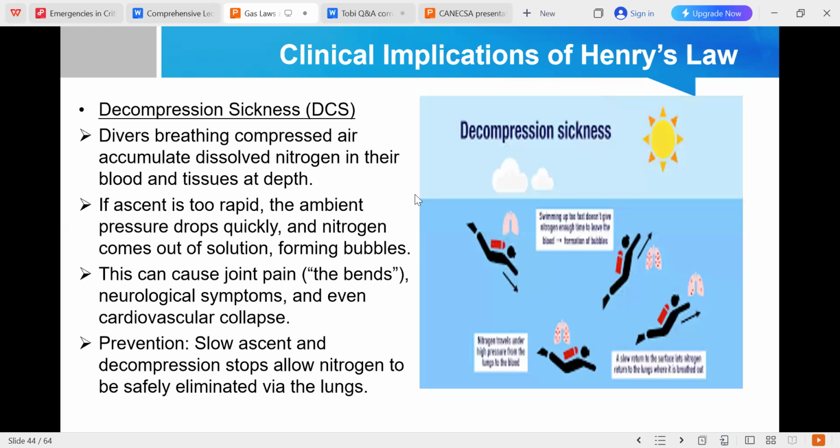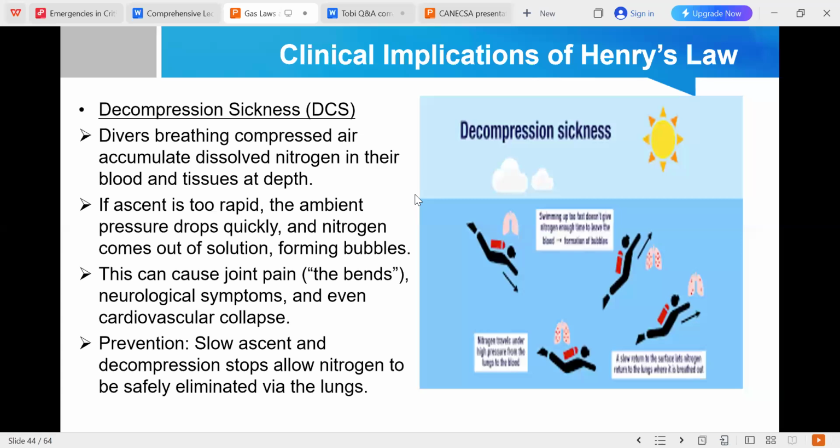Decompression sickness usually happens to divers breathing compressed air. Nitrogen accumulates in the blood and tissues because of the high concentration. However, when they're coming out of the water, if the ascent is too fast, the ambient pressure drops too acutely and too quickly, and this leads to nitrogen coming out of solution, forming bubbles. These can accumulate in joints, known as the bends, with some neurological symptoms, and they can cause cardiovascular collapse. Prevention is usually better than cure.